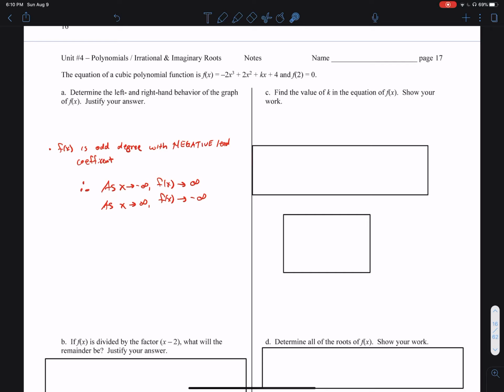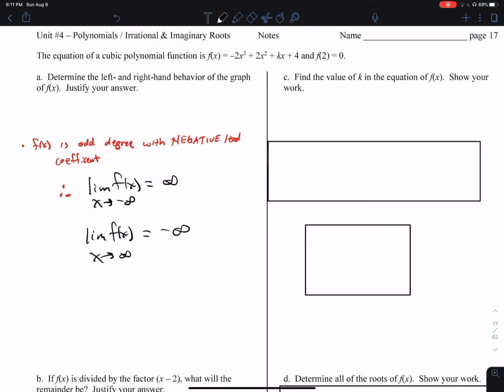And I tell you what, we have written this better than this. Let me write this down the way we've been writing it. The limit of f of x as x approaches negative infinity, that is positive infinity. As it goes left, it goes up. The limit of f of x as x approaches positive infinity is negative infinity. As it goes right, it goes down.